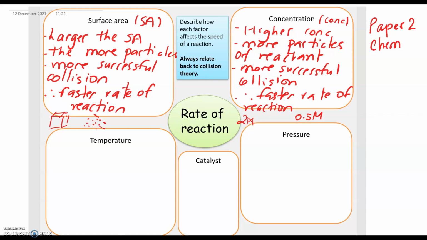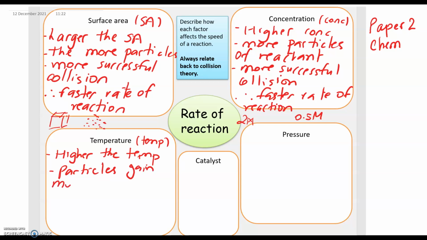Temperature, the higher the temperature, I'm shortening it to temp. The higher the temperature, particles gain more kinetic energy, which then means they're moving much faster and colliding more. Hence, therefore, faster rate of reaction.